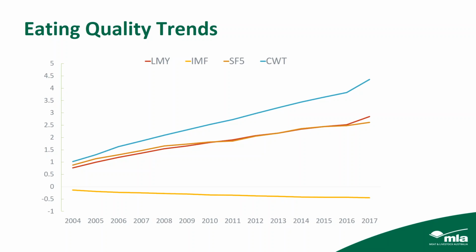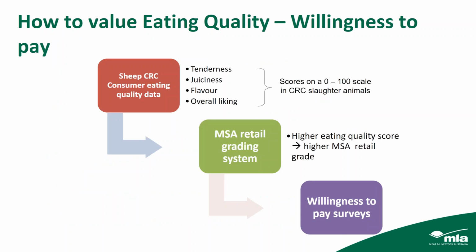So we've developed eating quality indexes to help quantify and make sure that we're selecting our animals and balancing the relationship between lean meat yield and eating quality. But how do we value these traits? The Sheep CRC performed consumer eating quality tests and used that on our information nucleus flocks.